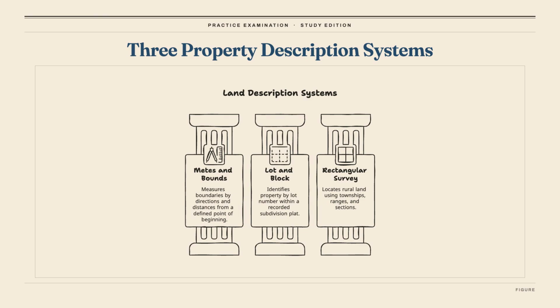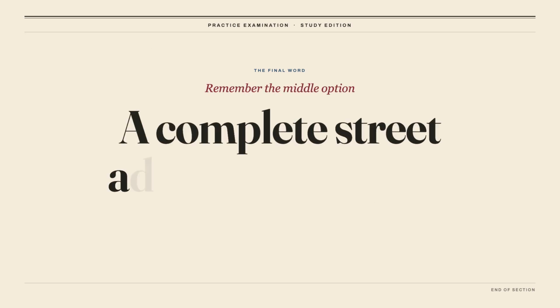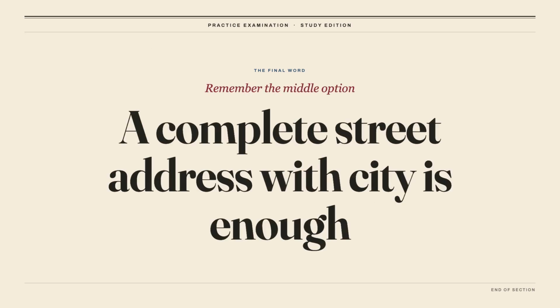Meets and bounds measures boundaries by direction and distance from a starting point. Lot and block identifies property by lot number within a recorded plat. And rectangular survey locates rural land using townships, ranges, and sections. No plat, no survey, and no legal description is required for a written offer. A complete street address with the city satisfies the rule directly, while assessed valuation and surveys answer entirely different questions and identify nothing on their own.